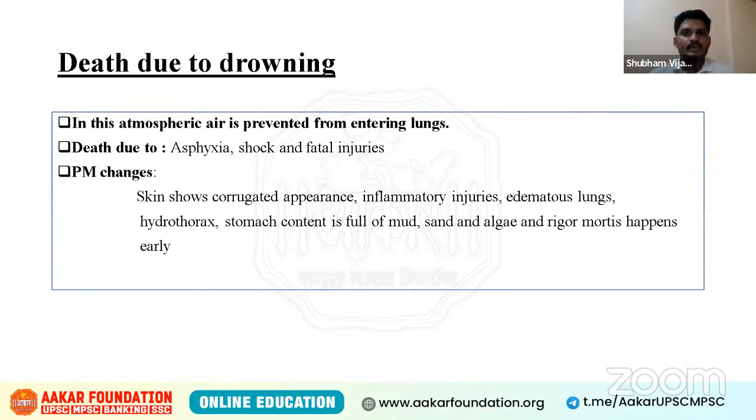In drowning, atmospheric air is prevented from entering the lungs. Now the question arises: normally air will go inside the lung, but why not here? Because the place of air has been taken by water. Water starts entering the lungs, and because of that, atmospheric air is prevented from entering. And why does death happen in drowning? Death happens due to asphyxia, as the animal won't be able to get a sufficient amount of oxygen. Shock may happen, or death may be because of fatal injuries.